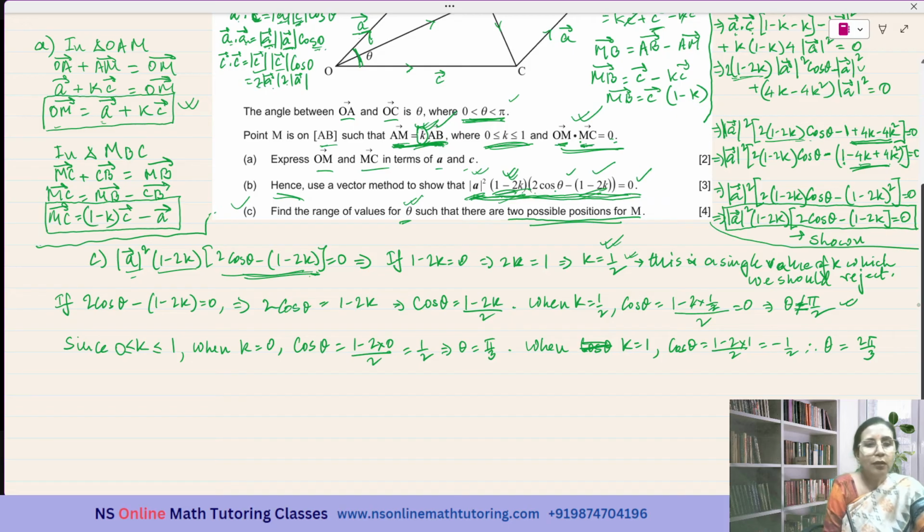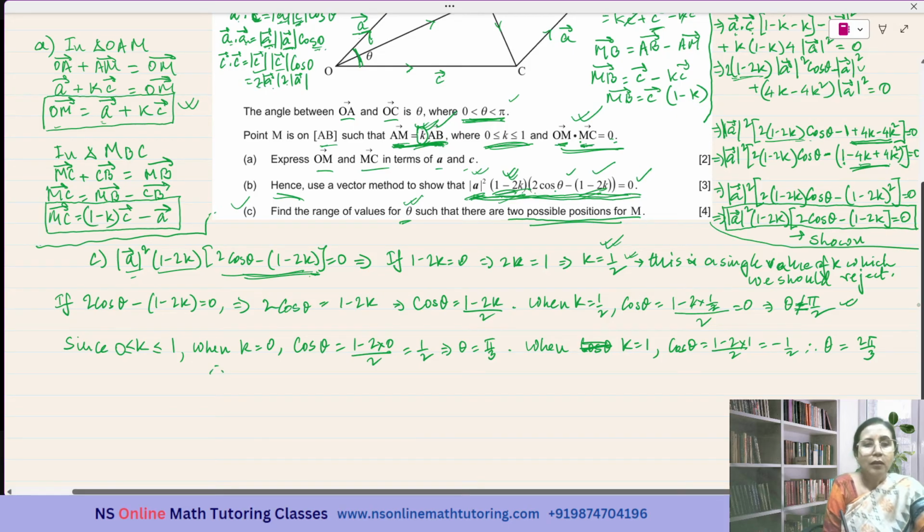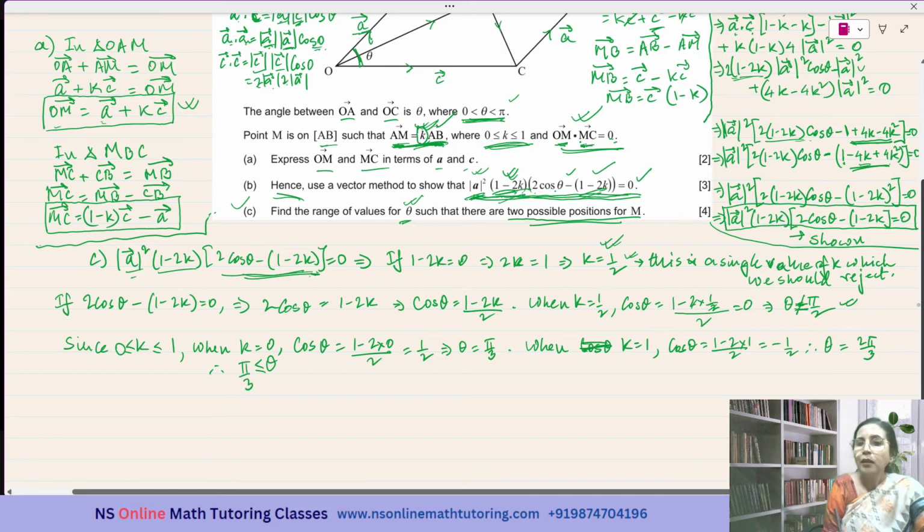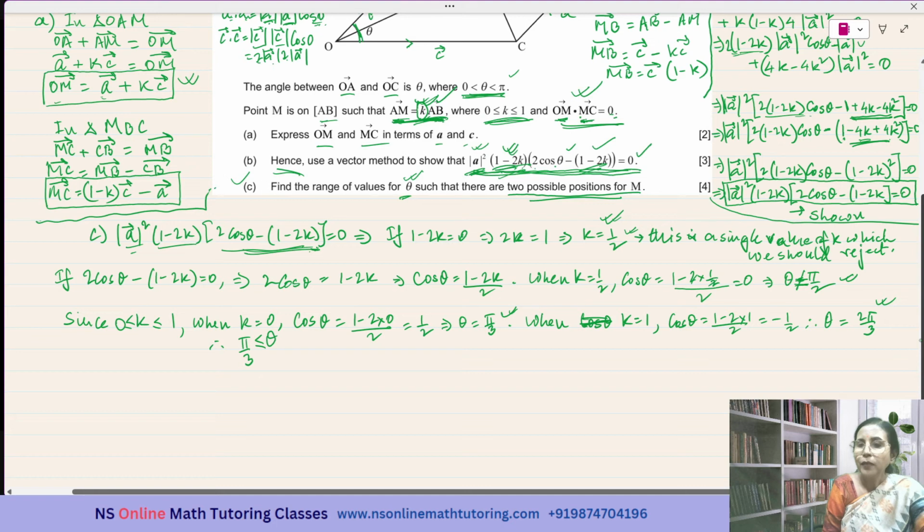Therefore, theta is between pi over 3 and 2 pi over 3. This is giving us theta value as pi over 3 and this is giving us theta value as 2 pi over 3.